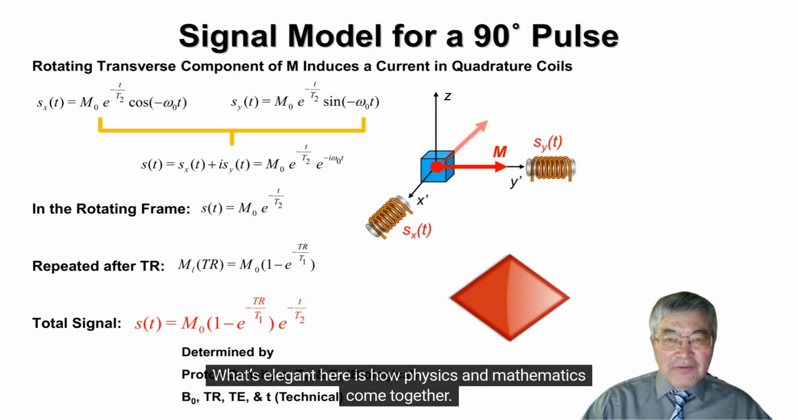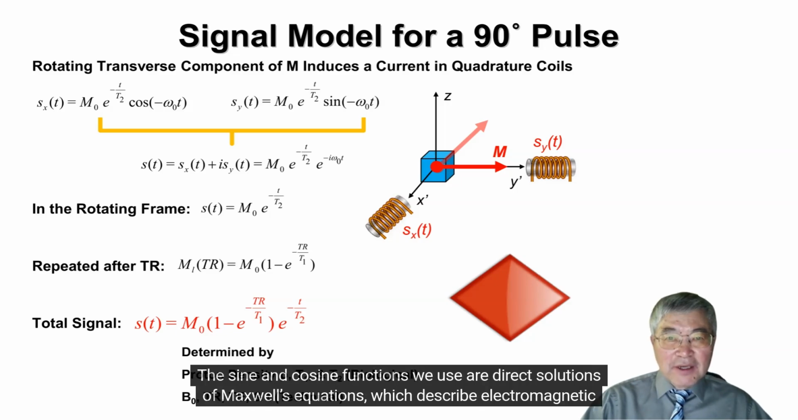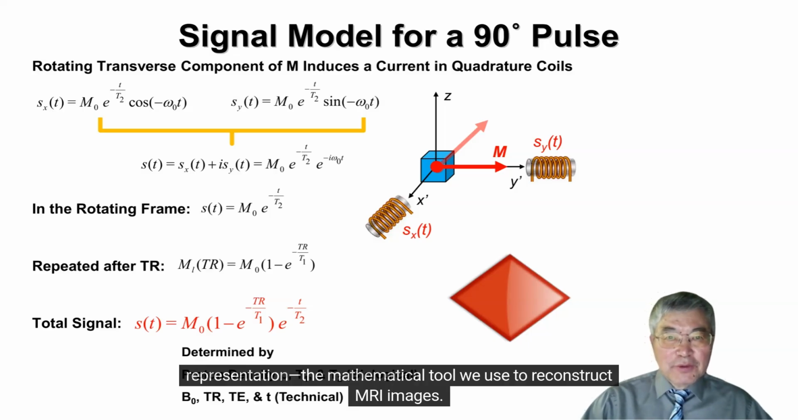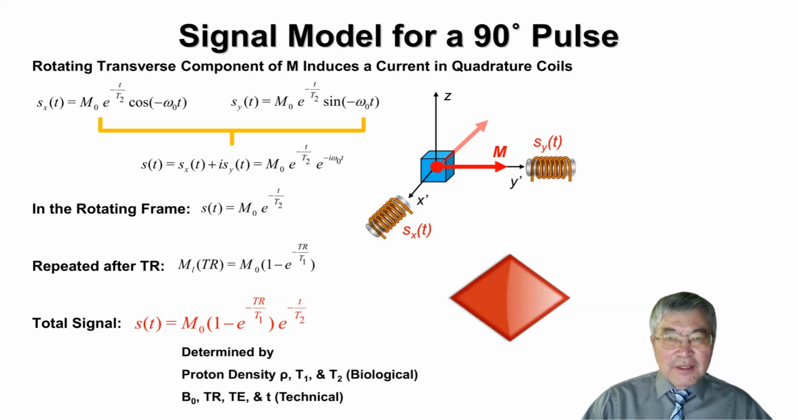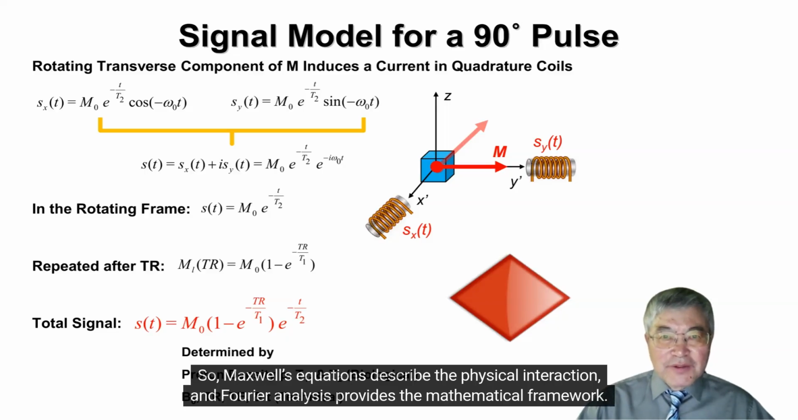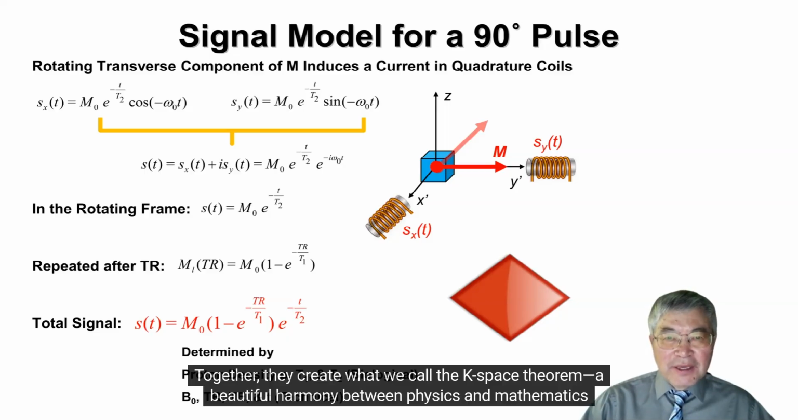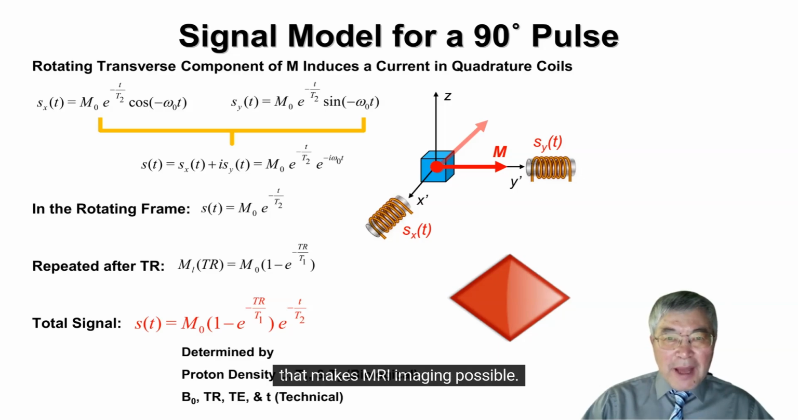What's elegant here is how physics and mathematics come together. The sine and cosine functions we use are direct solutions of Maxwell's equations, which describe electromagnetic fields. And when we add phase and frequency encoding, those same sinusoidal functions naturally form a Fourier representation, the mathematical tool we use to reconstruct MRI images. So, Maxwell's equations describe the physical interaction, and Fourier analysis provides the mathematical framework. Together, they create what we call the K-space theorem, a beautiful harmony between physics and mathematics that makes MRI imaging possible.